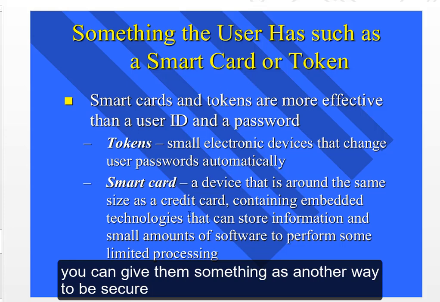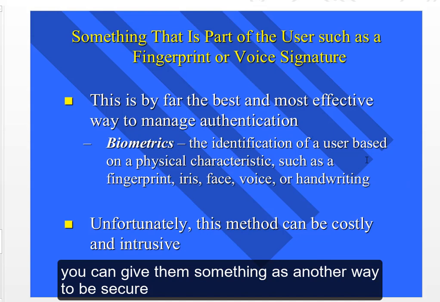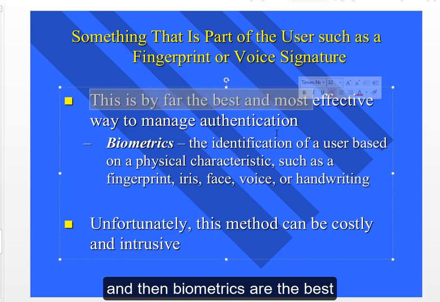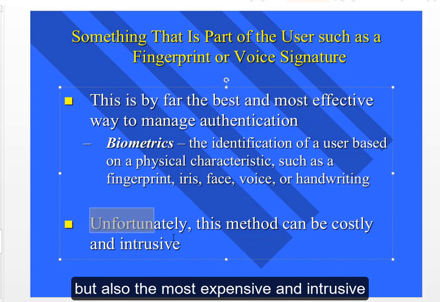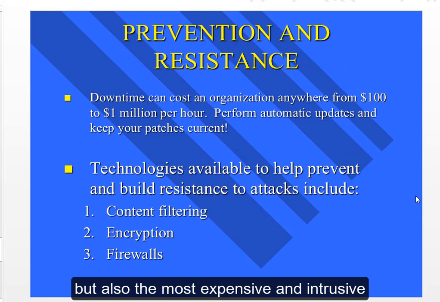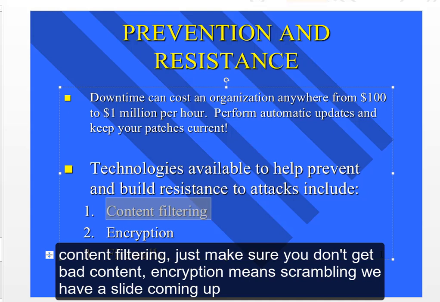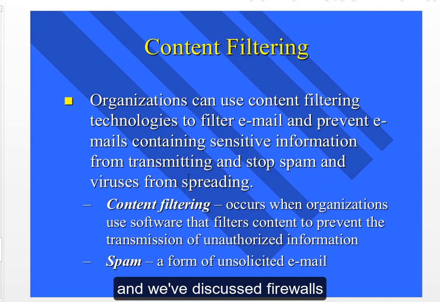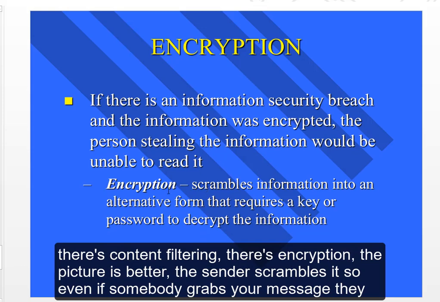You can give them something as another way to be secure. And then biometrics are the best, but also the most expensive and intrusive. Content filtering, just make sure you don't get bad content. Encryption means scrambling. We have a slide coming up, and we've discussed firewalls. There's content filtering. There's encryption.